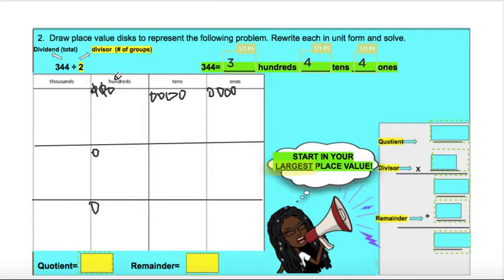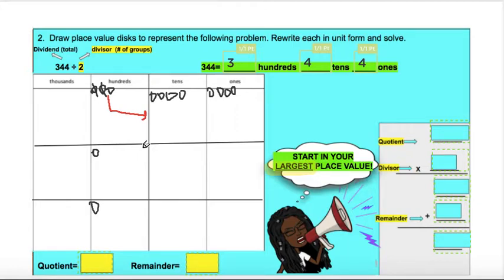I'll give you a hint. It is not a remainder. So what do I need to do with it? You think you got it? Yes, unbundle, you guys. Whenever I have a disc left over in a place value that is not the ones place, it is not a remainder. It means I have to unbundle.